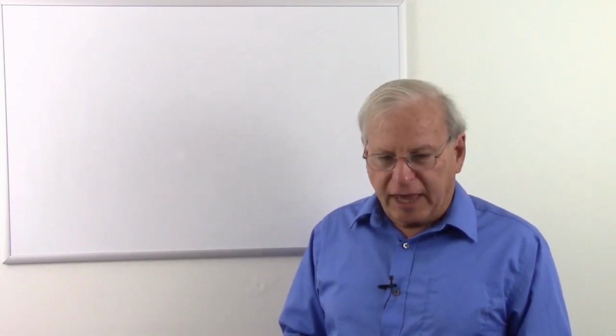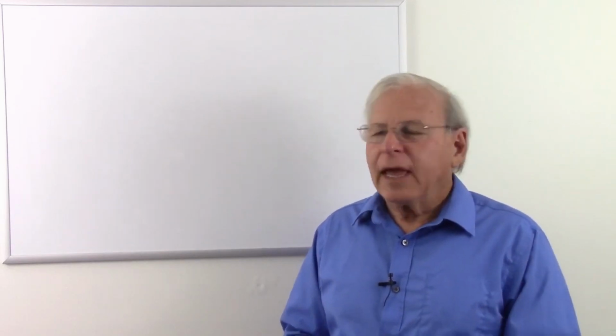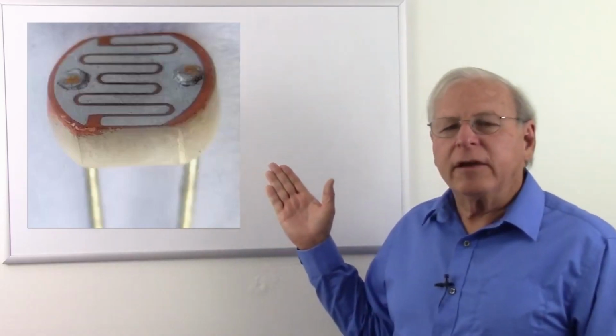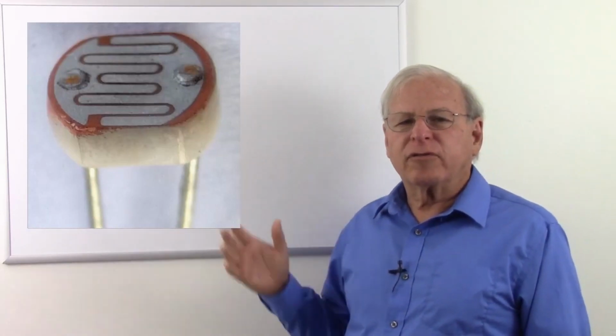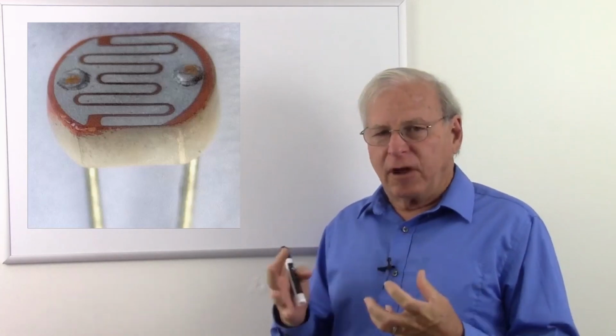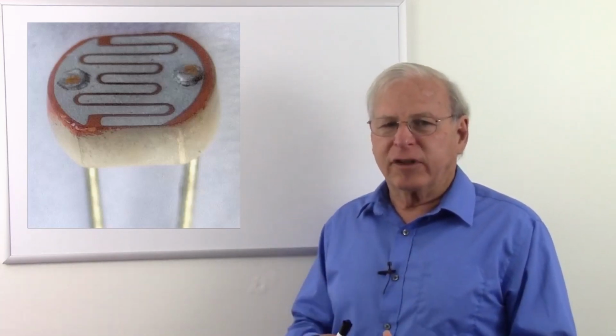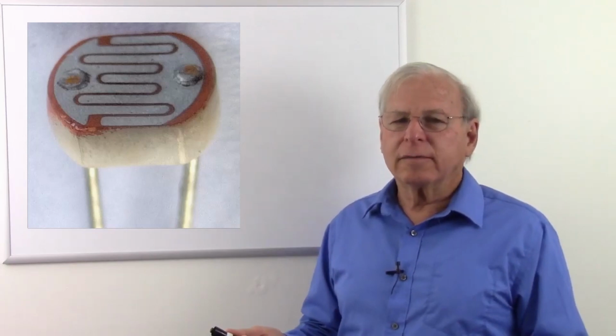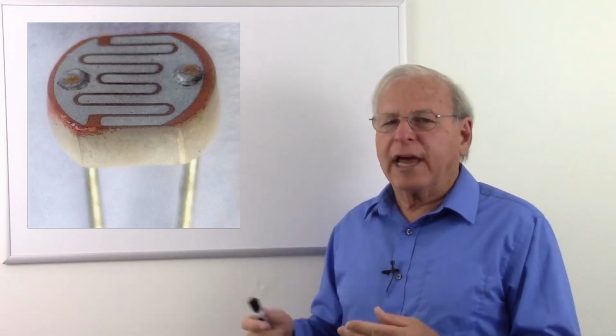Another device is a photoresistor. Here's a picture of a cadmium sulfide photoresistor, and what these do is, as light falls on them, they have less and less resistance. So they have a high resistance in the dark and a lower resistance as more and more light falls on them.